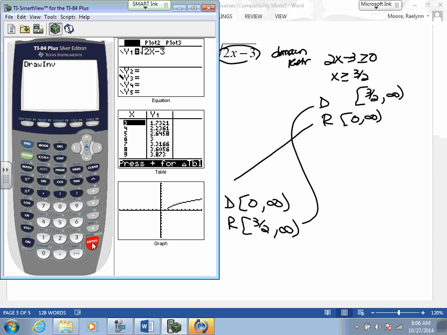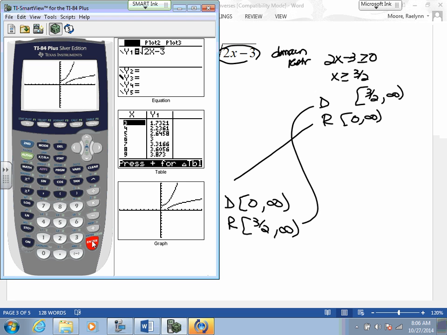So you got to tell it Y1, just like you did when you did your linear regressions. So you're going to go to VARS. You're going to go to Y-VARS, function, and hit Y1. So I want you to draw an inverse of my graph that's in Y1. Okay. And then you're going to press enter. Here's your graph, and there's your inverse.